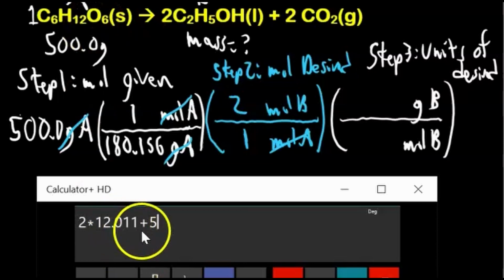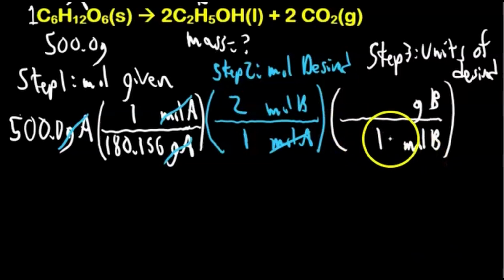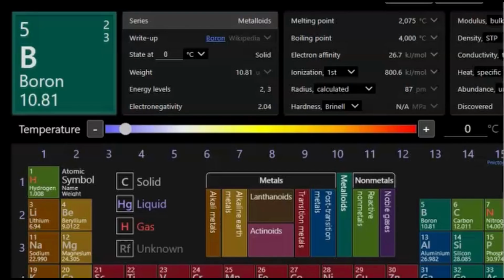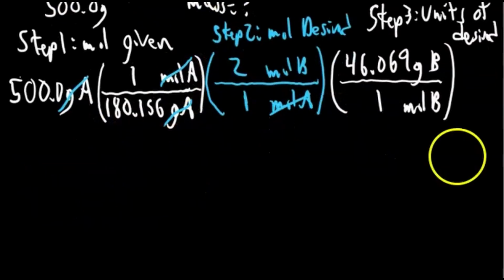So there's 2 carbons, which is 12.011, plus 5 hydrogens, which is 1.008. No, there's 6 hydrogens. That's okay. I'll add the other one. Plus an oxygen, which is 15.999, plus another hydrogen, which is 1.008. And the molar mass is 46.069. So 1 mole of B weighs 46.069 grams. Just double checking. Yes. Okay. Good.